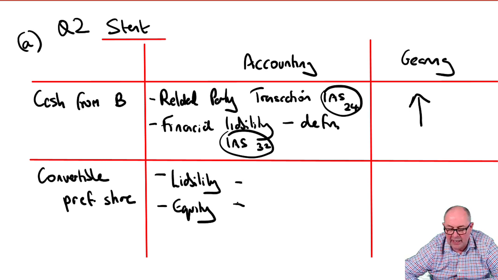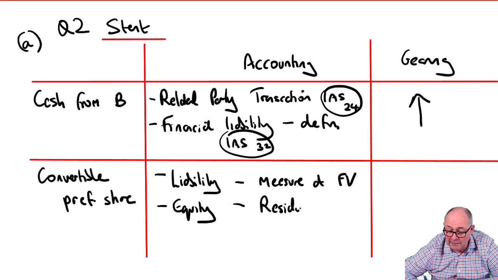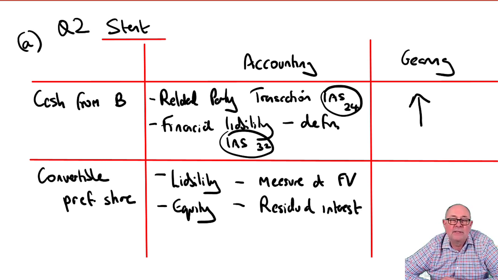There's partly a contractual obligation to deliver cash, and that must be measured at fair value. No calculations here, but if you had to calculate it, you'd look at the contractual cash flows and discount them at the interest rate on a regular bond or regular preference share. Equity is the balancing figure, but it's better to say it's a residual interest. All the time I'm demonstrating knowledge.